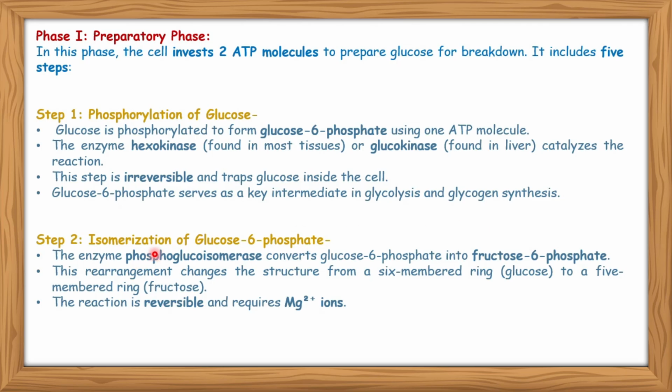Step 2, isomerization of glucose 6-phosphate. The enzyme phosphoglucoisomerase converts glucose 6-phosphate into fructose 6-phosphate. This rearrangement changes the structure from a 6-membered ring of glucose to a 5-membered ring of fructose. This reaction is reversible and it requires Mg2+ ions.